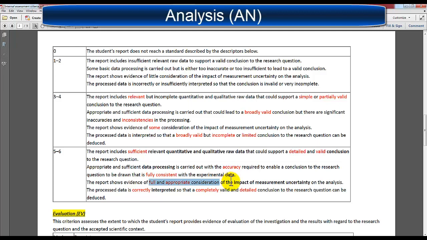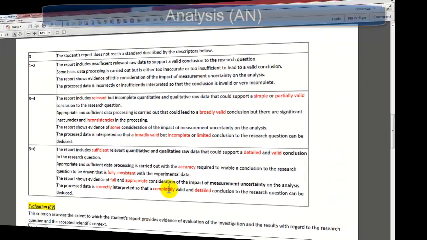And of course, you should consider both x and y, that is the independent variable and dependent variable of the research question. In a case where it is so small that you cannot show it on your graph, you still have to explain that it is simply too small in the scale, and that's why you cannot show the error bar on your graph. And lastly, it is about whether the process data is correctly interpreted or you just interpret it so that it is a broadly valid but incomplete or limited conclusion. For this one, we'll explain further in a later video because this is quite complicated.